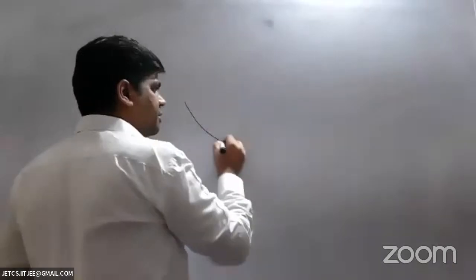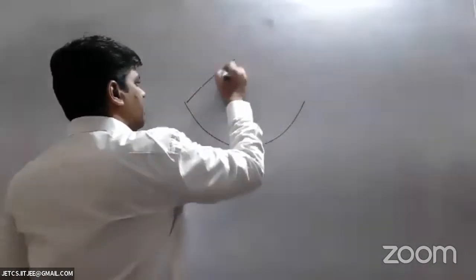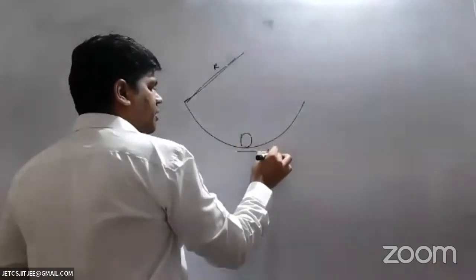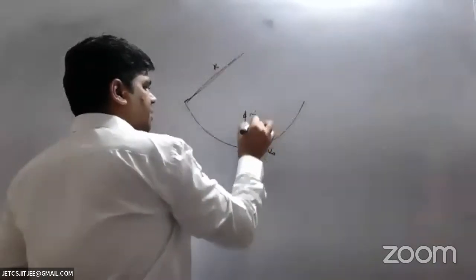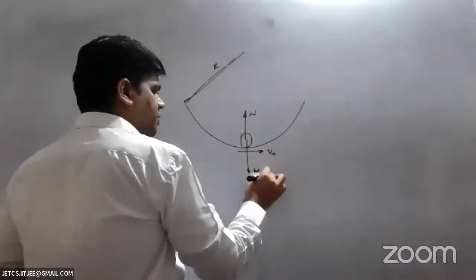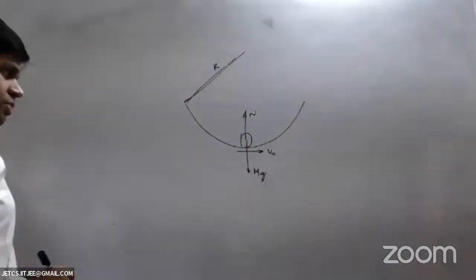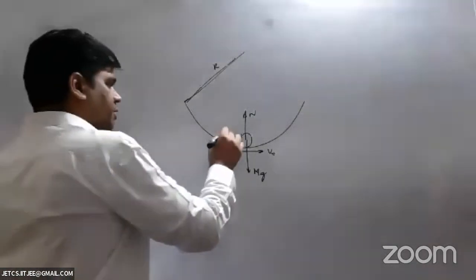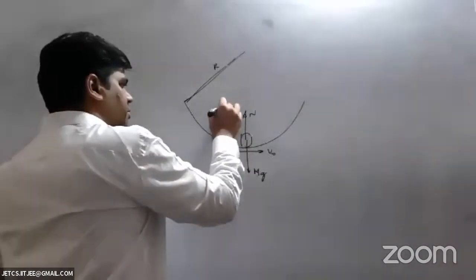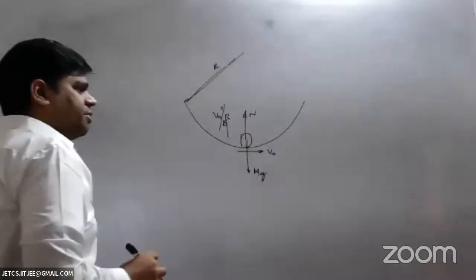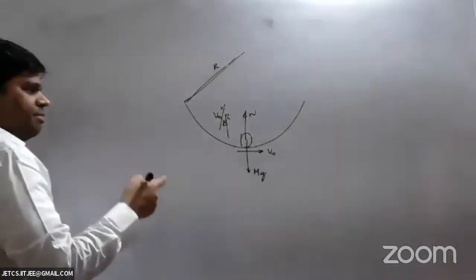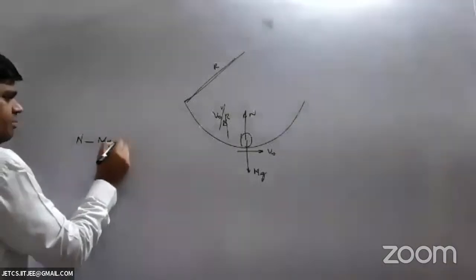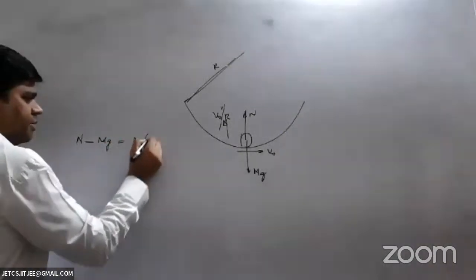Let's say we have a curvature like this. Radius of curvature is R. The particle is moving with speed v naught. Normal reaction is N. Gravitational force is mg. Looking at this from the ground frame, I'll have a centripetal acceleration which is v square by r. So FBD and MAD are complete. So I can write N minus mg equal to mv square by r.